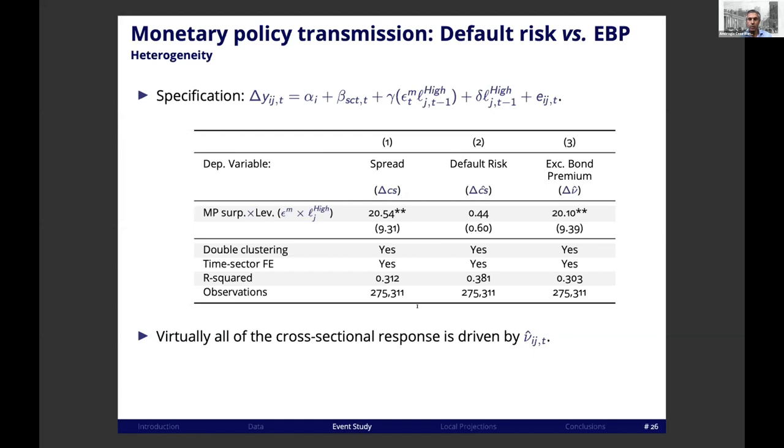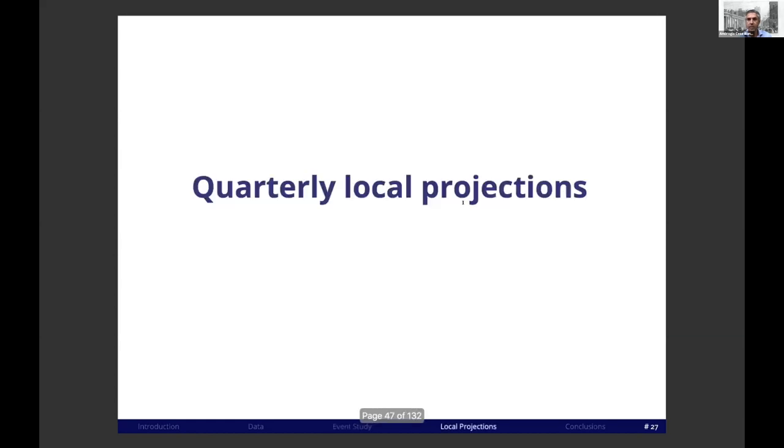And we interpret these results again through the lens of our theoretical model, which I don't have time to show, as suggesting that frictions on the financial intermediary side are more important than frictions on the firm side. I think I'm almost out of time.